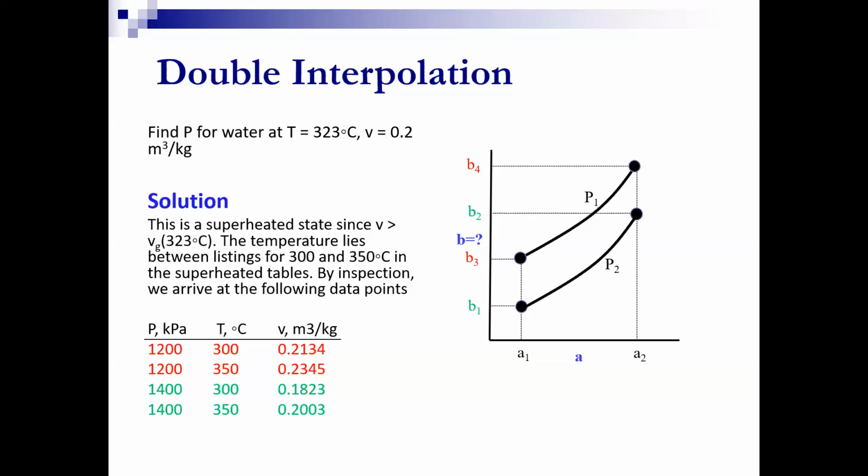If we look at these two temperatures, when the pressure is 1200 kilopascal, we have the specific volumes: 0.2134 and 0.2345. In the case when pressure is 1400 kilopascal, from your textbook, you can check it, at 300 degrees Celsius, the specific volume is 0.1823, and at 350, the specific volume is 0.2345.